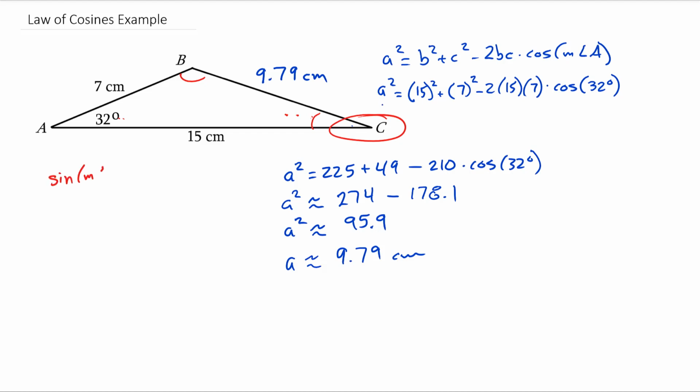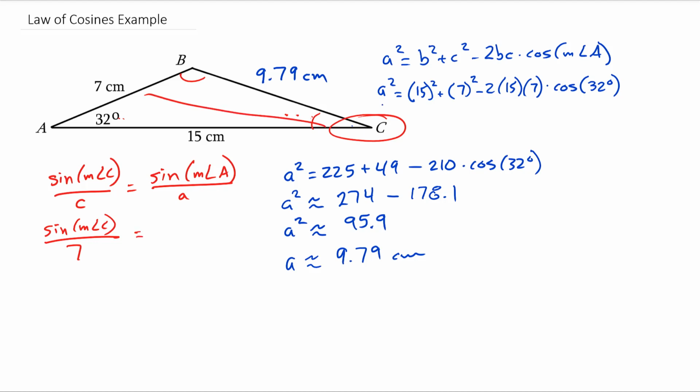So the sine of the measure of angle C divided by the side length c will be the same as the ratio of the sine of the measure of angle A compared to the side length a. So we don't know the measure of angle C, that's what we're trying to figure out. Side length c is 7 centimeters, it's across from that angle measure. Angle A measures 32 degrees. Side length a we figured out was approximately 9.79, so I'm going to put approximately here because we're using a rounded value. So approximately 9.79 centimeters.